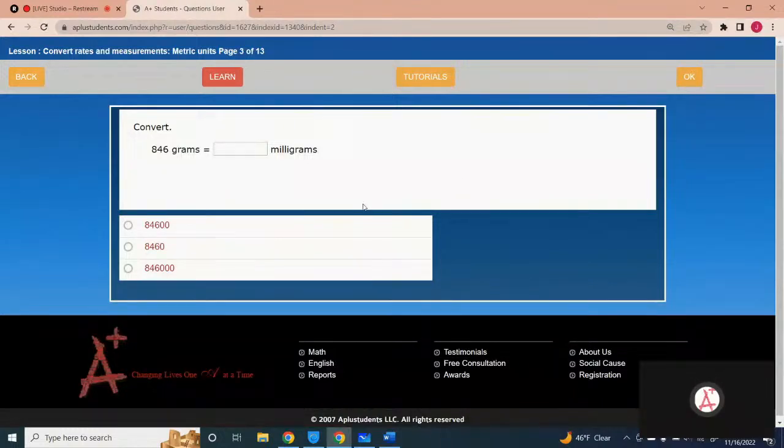Okay, the next one is 846 grams to... yes, it's a conversion from grams to milligrams. Got it?